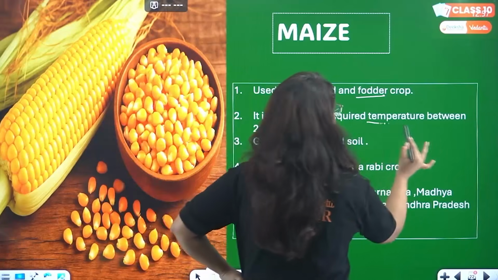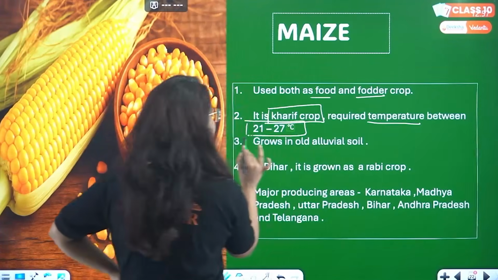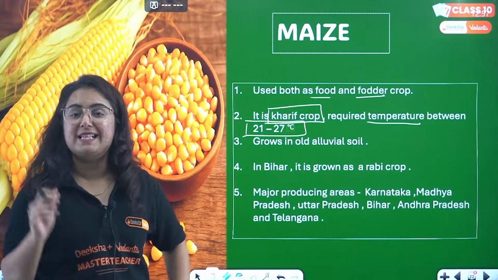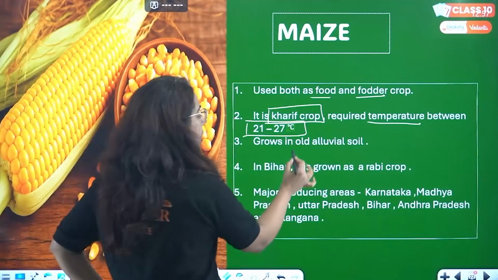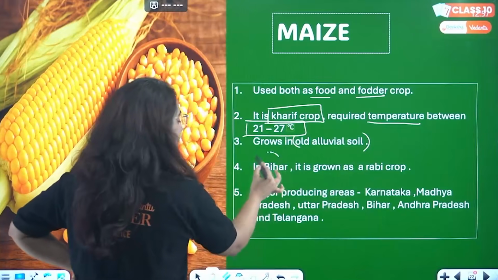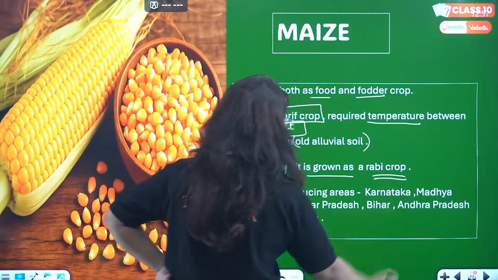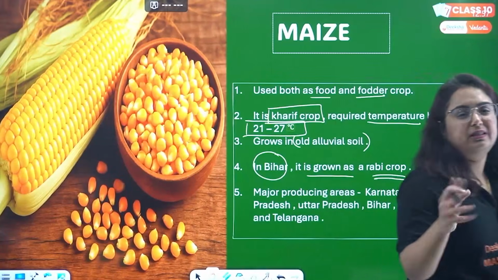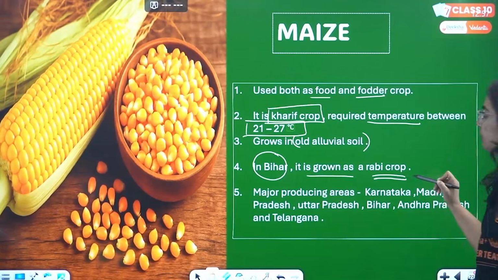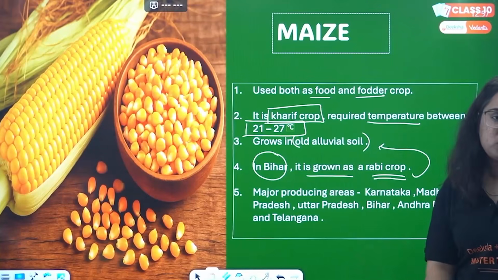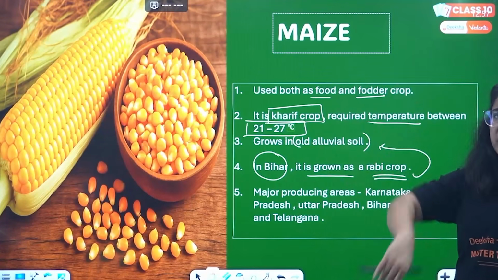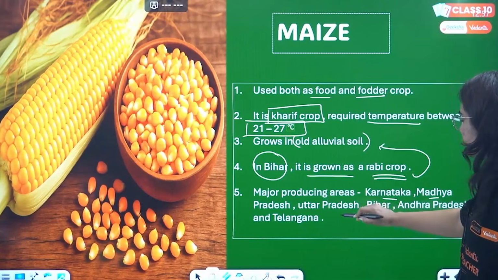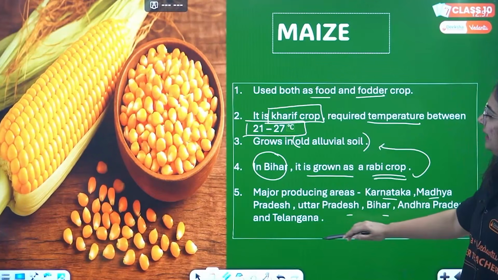It requires a temperature between 21 to 27 degrees Celsius and grows in old alluvial soil. In Bihar, however, it is grown as a rabi crop, and that has reasons, like the soil remains moist at that time also, and they get the post-monsoon showers too. Major producing areas are Karnataka, Madhya Pradesh, Uttar Pradesh, Bihar, Andhra Pradesh and Telangana.